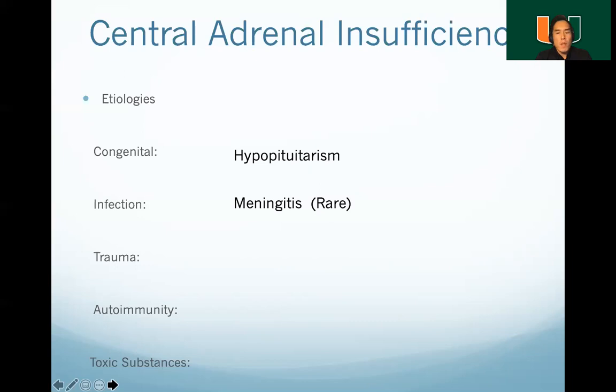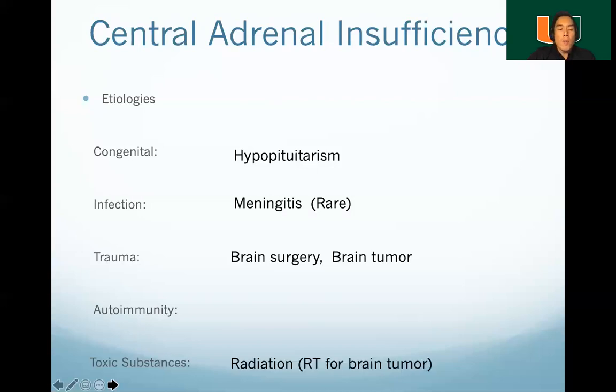Now, infection is not very common. For meningitis, you have to have a severe encephalitis to cause a central adrenal insufficiency. When we talk about trauma, it's trauma to the brain, to the pituitary, so it's either brain surgery or brain tumor. Autoimmunity is not very common. There is a condition called hypophysitis, which is an autoimmune attack on the pituitary gland. It's so rare that we rarely see it. When you talk about toxic substances, it's radiation.